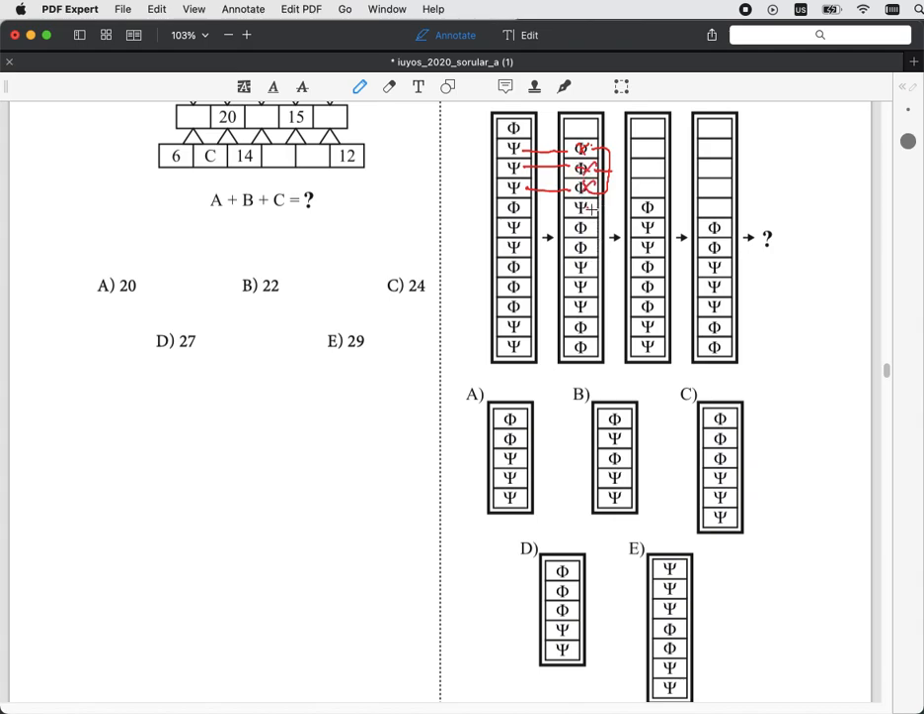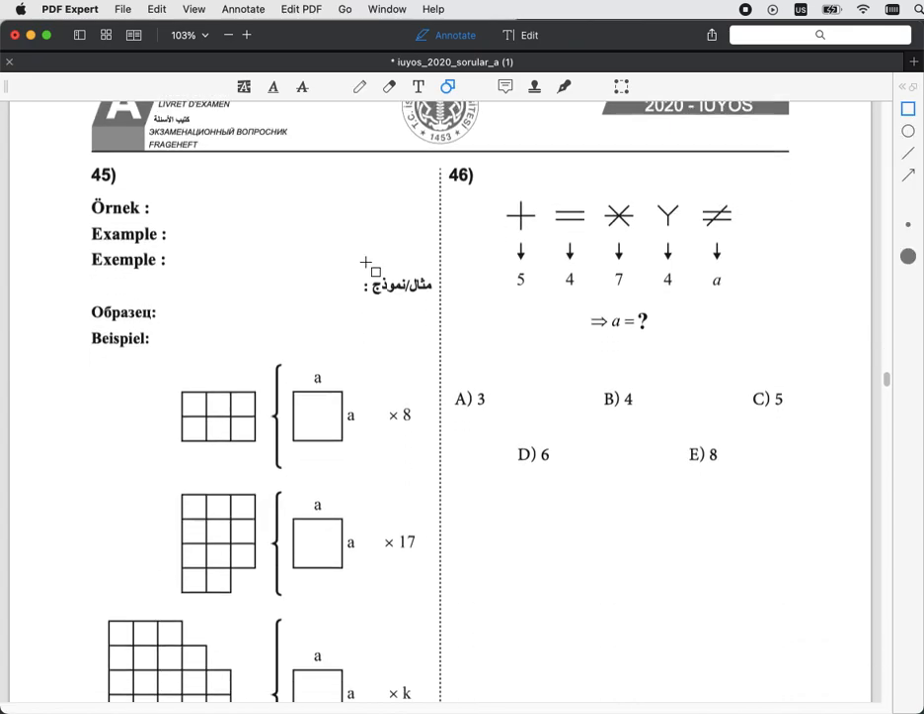And this one transforms into this. Then in the next stage, this one disappears, and this shape transforms into this. Okay, then we got it. In the final stage, this will disappear, and this shape we're gonna change into D. We'll move on.